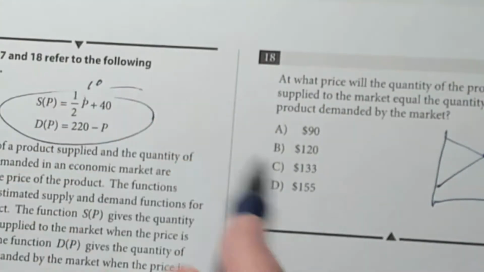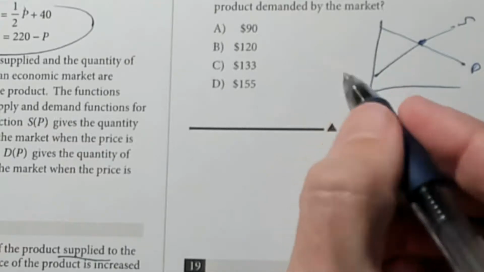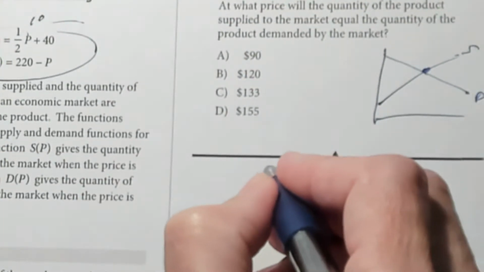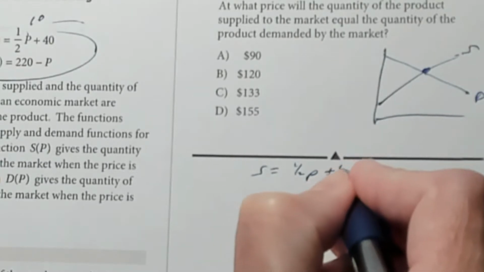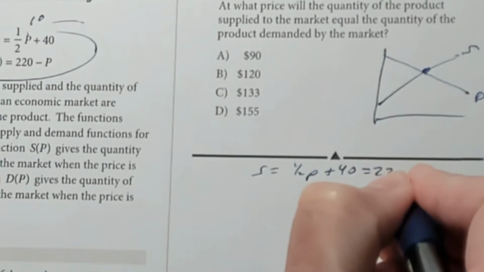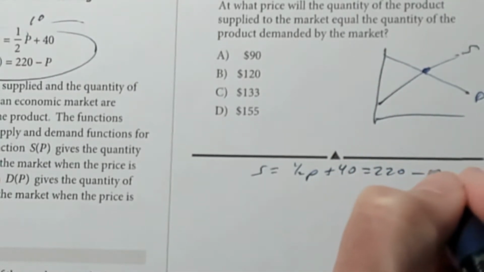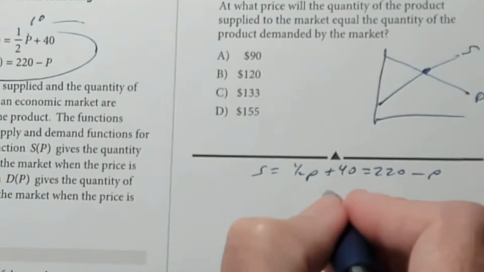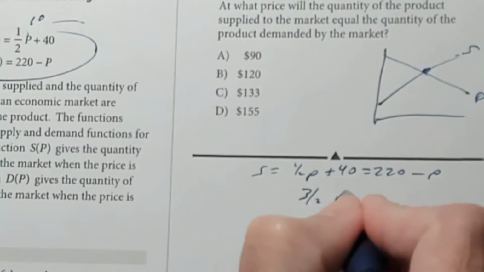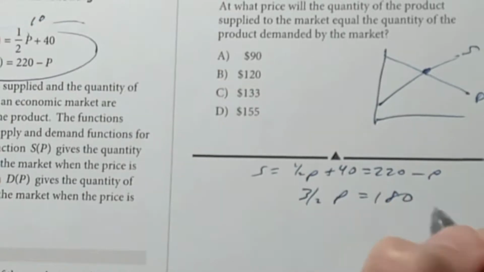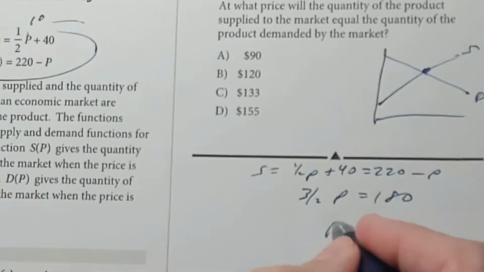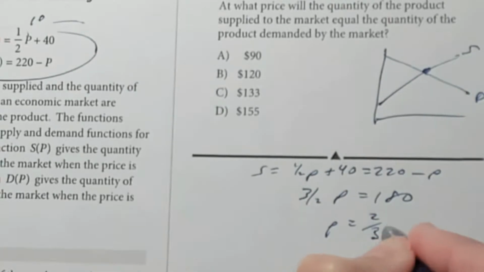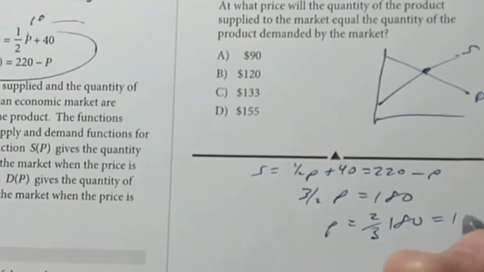So we're going to take these two equations, set them equal to each other. So I'm going to say S equals 1/2 P plus 40 equals 220 minus P. So I'm going to get, let me see, 3/2 P equals 180, right? Because 220 minus 40 is 180. So P equals 2/3 of 180, which is 120.